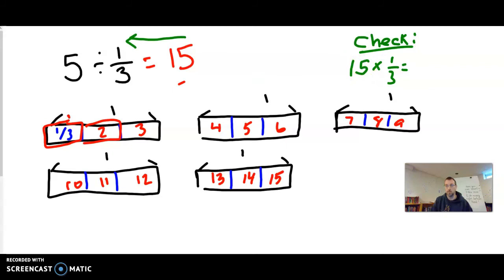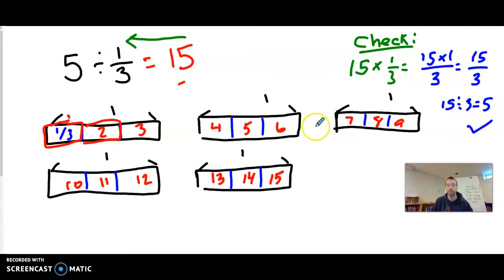And here's a basic review from what we've done. It's really 15 times 1 divided by 3. 15 times 1 is 15. The fraction line also means dividing, so we have 15 divided by 3. And do we get 5? Yes, we do. Basic fact, it checks. All right. So again, pictures, pictures, pictures, models, models, models.